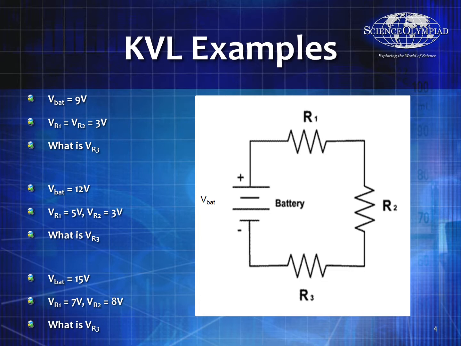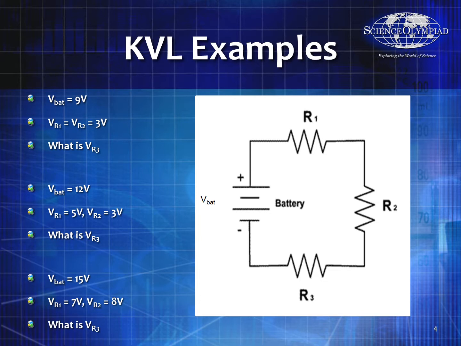Now let's make the battery voltage 12 volts, and I'm going to make the voltages of R1 and R2 equal 5 and 3 volts respectively. What's the voltage of R3? It's 4 volts, because again, 5 volts plus 3 volts plus X is equal to 12 volts. Subtract 8 volts from both sides, and the voltage of R3 is equal to 4 volts.